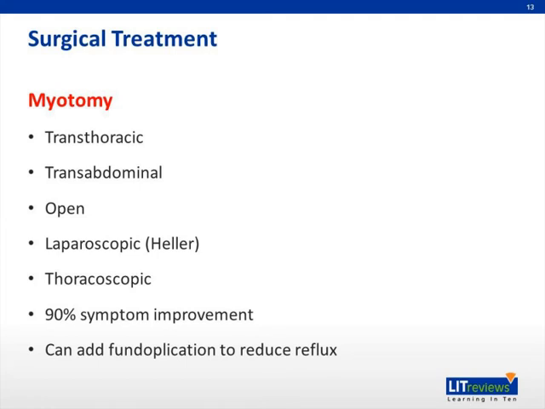Surgical myotomy is associated with excellent outcomes, including 90% symptom improvement. As one may imagine, releasing the muscle fibers at this portion of the esophagus may result in gastroesophageal reflux disease. To prevent this, one can add a fundoplication or wrap around the distal portion of the esophagus to reduce reflux.